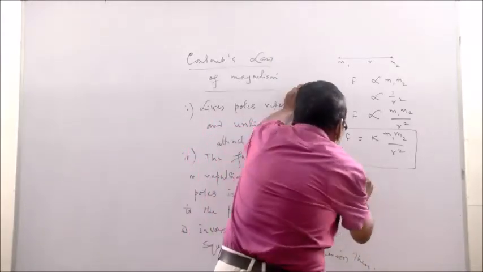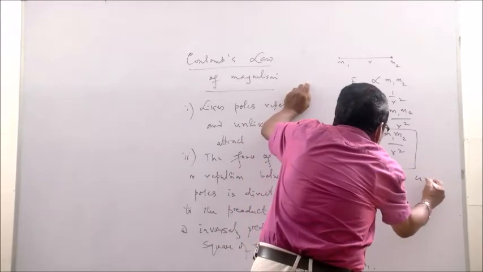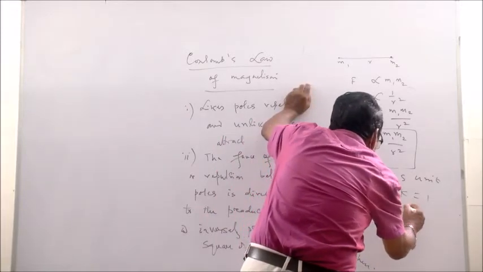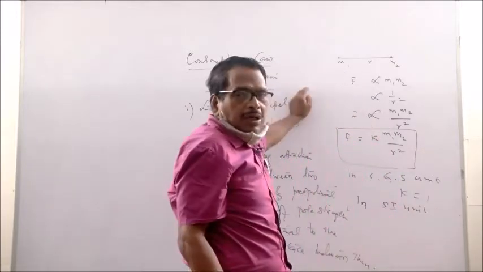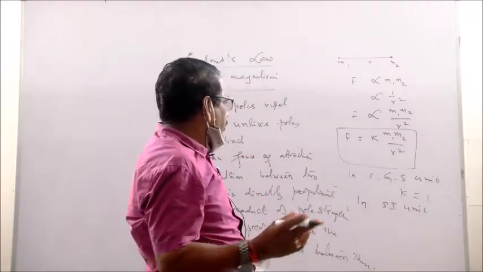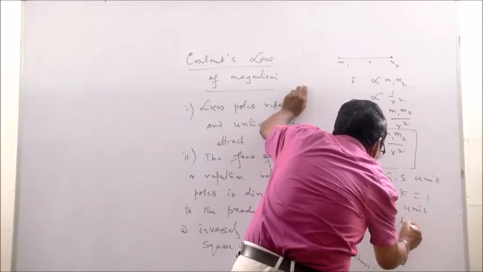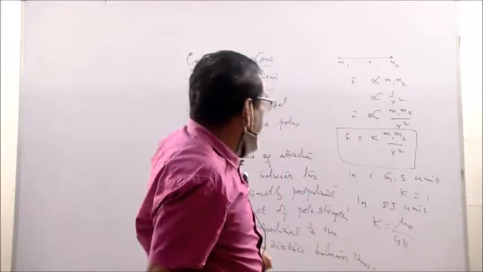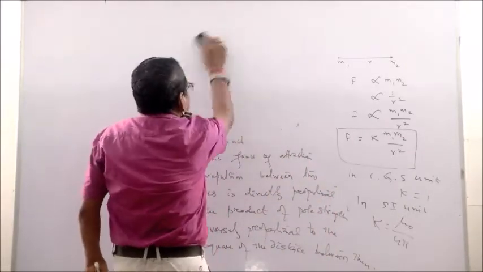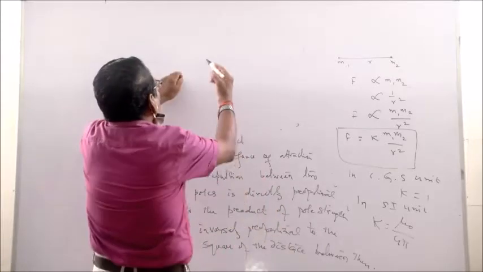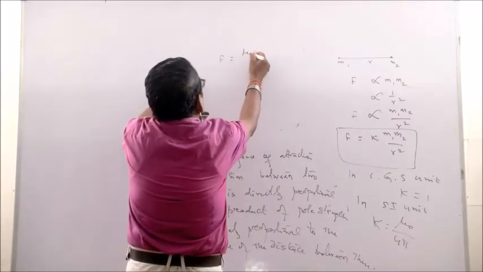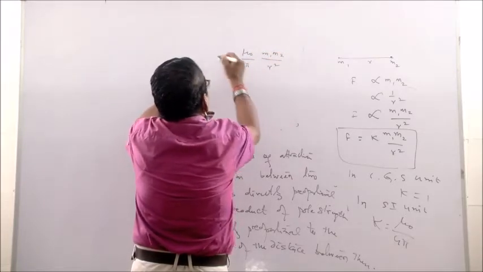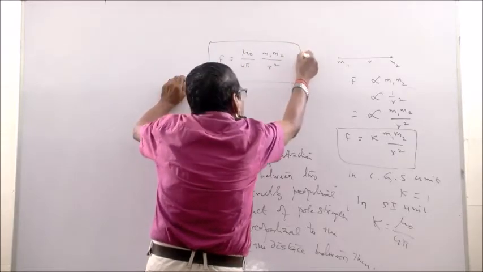In CGS unit, the value of K is 1. In MKS unit or SI unit, normally we will discuss about SI unit. Nowadays CGS unit is no more used. So in SI unit, K is equal to what? Mu 0 by 4 pi. Now, what is this mu 0? K is mu 0 by 4 pi. So the formula will be what? F is equal to mu 0 by 4 pi, M1 M2 by R square. This is the final formula. We will use this formula as required.